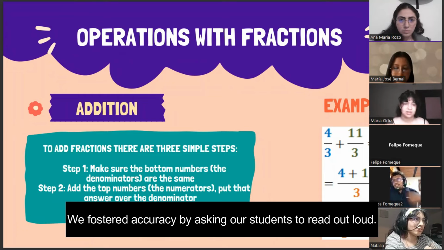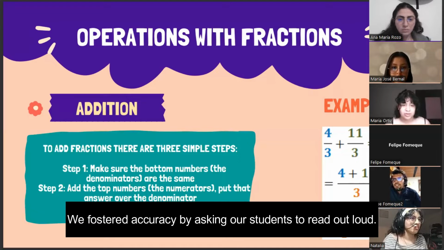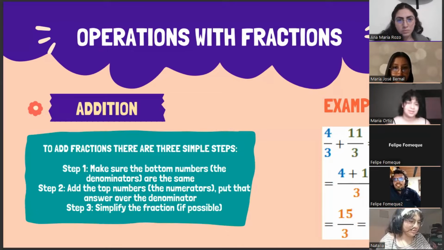Okay, addition. To add fractions, there are 3 simple steps. Step 1, make sure the bottom numbers, the denominators, are the same. Step 2, add the top numbers, the numerators. Put the answer over the denominator. Step 3, simplify the fraction if possible.